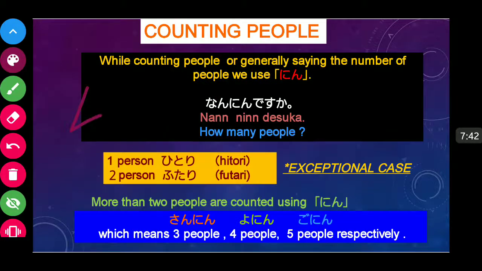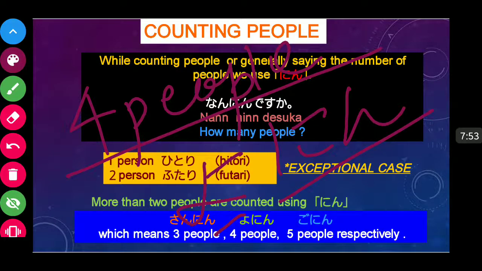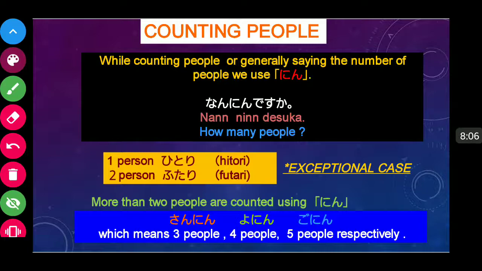But four people is also an exceptional case. It is yo nin, not yun nin. Actually, it should be yun, but this is not how it is read. We read it as yo nin. Five people is go nin, six people is roku nin, like that. In this way, we count the people.